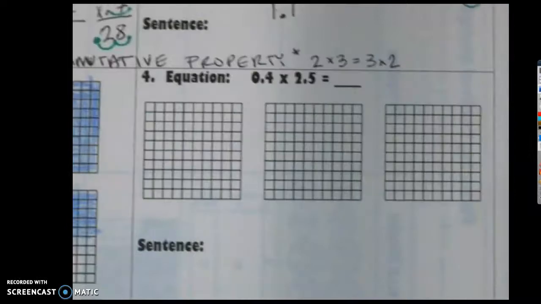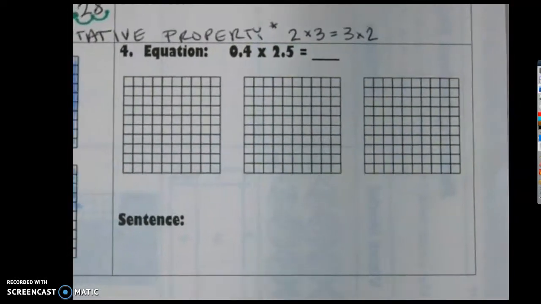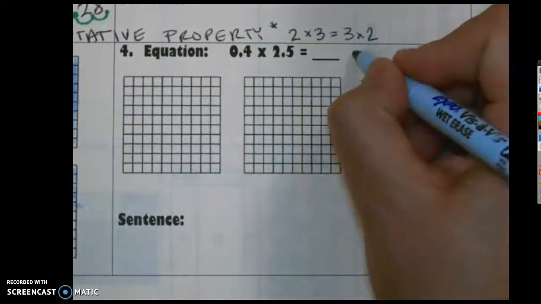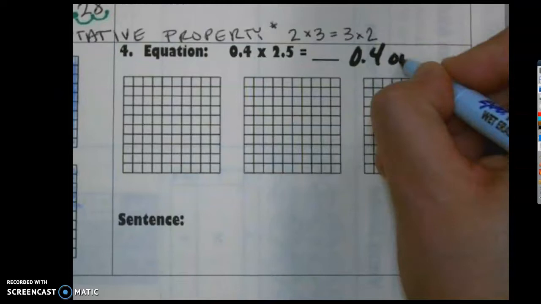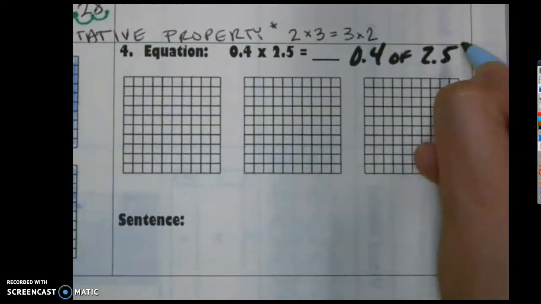Okay, let's do this last one, number 4. I got to do it under 3 minutes. Let's see if we can do it. Oh, boy, in my timing thing. All right, equation, we have 4/10 of 2 and 5/10. Let's rewrite it. 4/10 of 2 and 5/10.